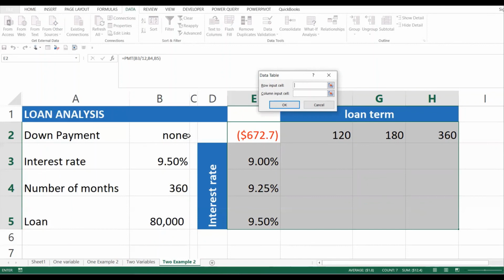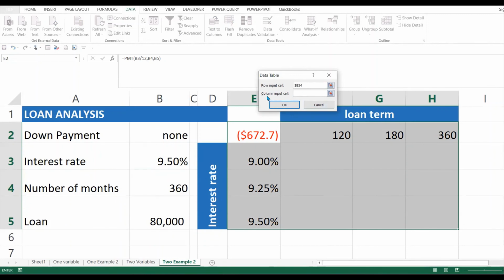So in my model, let's start with the results here. My loan terms are in a row. This is a row here. And my interest is in a column. So it is asking me for the row input. The loan term is in the row, so I need to link this to the loan term in my input, which is this. So I click here and click there.